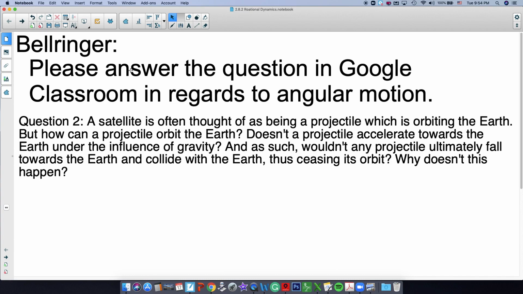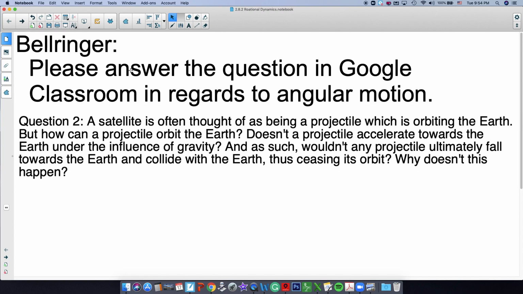This would be question 2 for this unit. A satellite is often thought of as a projectile which is orbiting the Earth, but how can a projectile orbit the Earth? Because previously we said projectiles fell down, right? So doesn't the projectile accelerate towards the Earth under gravity? And as such, wouldn't any projectile ultimately fall towards the Earth and collide with the Earth, ceasing orbit?